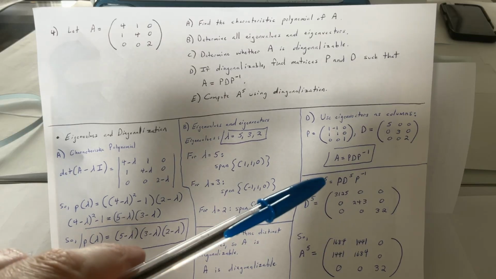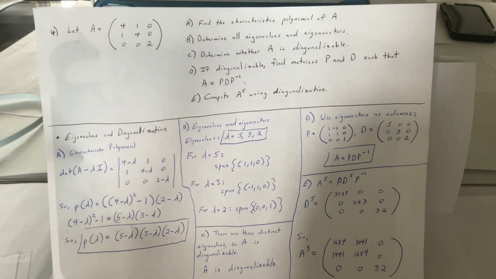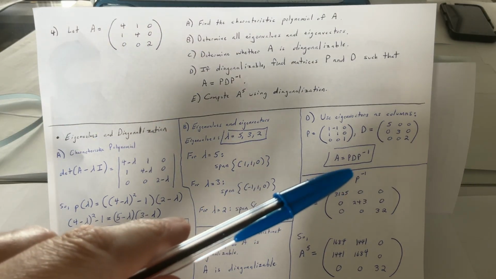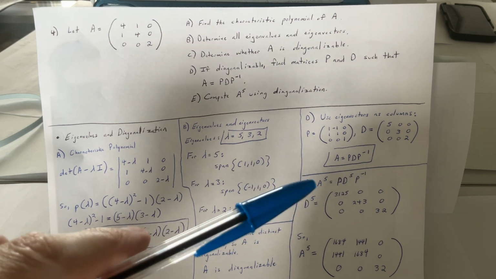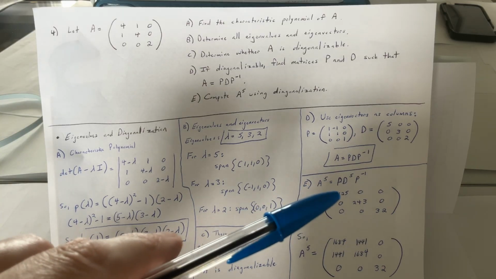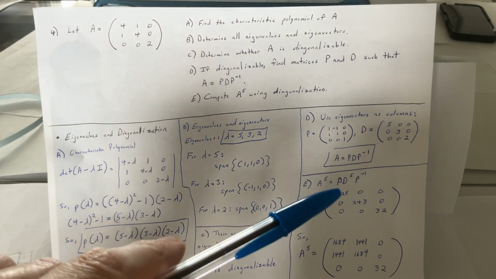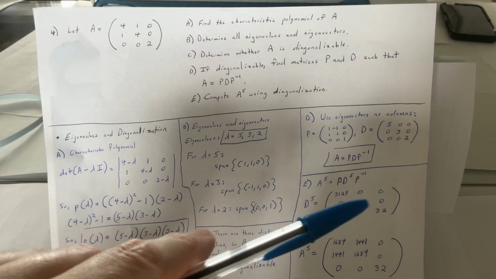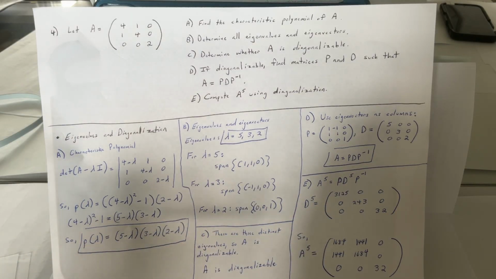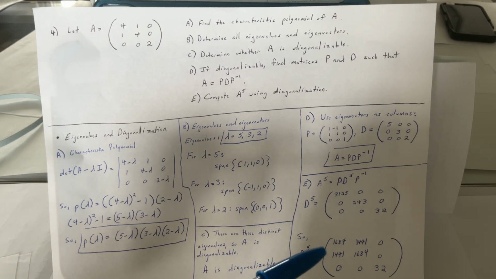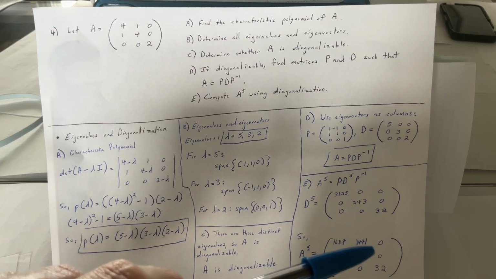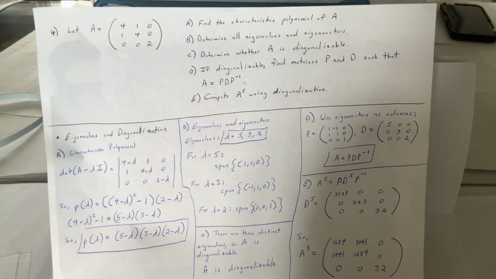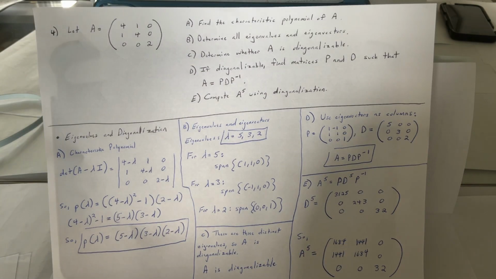A to the 5th, some people call it A5, equals P D to the 5th P inverse. D to the 5th is going to wind up with 3125, 0, 0; 0, 243, 0; 0, 0, 32 on the diagonal. When we do the computation, A to the 5th equals 1684, 1441, 0 for the first row, 1441, 1684, 0 for the second, and 0, 0, 32 for the third. So that's number 4, and let's move along to number 5.